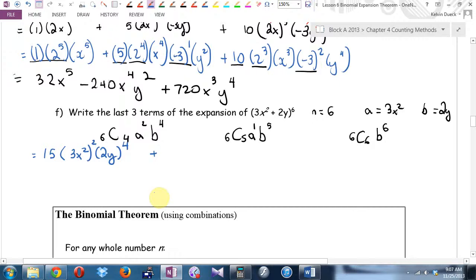What is 6 choose 5? There's going to be a 6. Something to the 1, something to the 5th. What's to the 1? 3x squared. What's to the 5th? Plus, I'm pretty sure I've started to memorize 6 choose 6 is just 1, yes? And then there's going to be something to the 6th, what? 2y to the 6th.